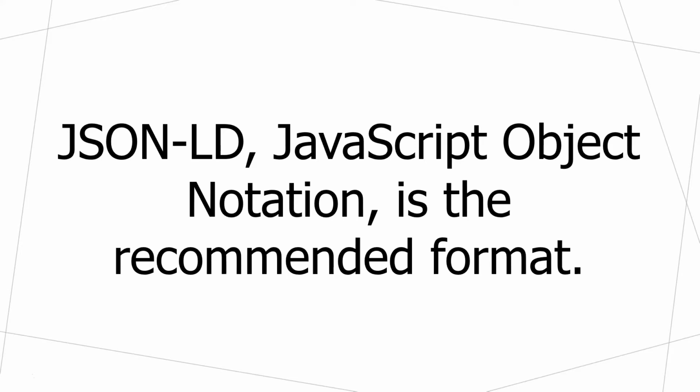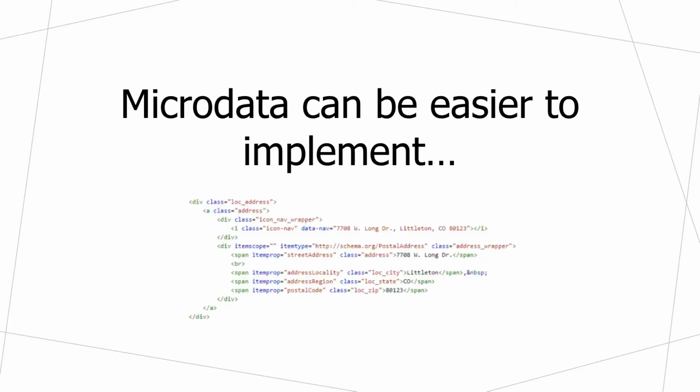JSON LD, or JavaScript Object Notation, is the recommended format, but it is not the required format. Google will pick up on schema written in other formats as well. Hopping back to this example of organization schema, this is written in JavaScript Object Notation, or JSON LD. You can also mark up your code in microdata. Microdata can sometimes be easier to implement because it's embedded within the HTML. Within this HTML, you can see item type or item prop attributes. So if you're familiar with HTML, you already know how to use microdata.